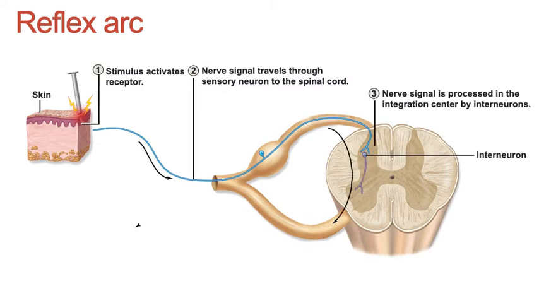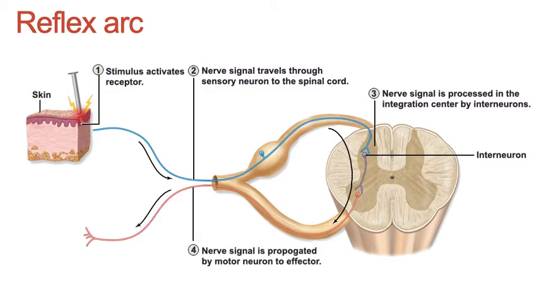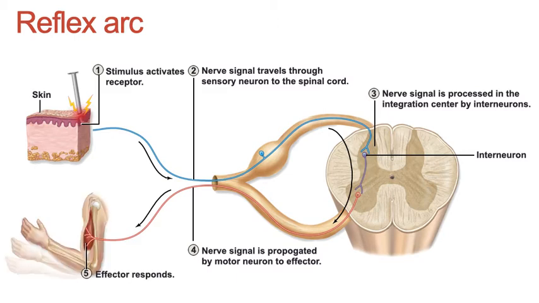Once it gets to the spinal cord, it's going to be processed in the integration center by the interneuron. Then that interneuron is going to transduce the signal to the efferent nerve or the motor neuron, and that signal is going to be propagated along the motor neuron. Ultimately, it's going to affect a response. In this case, it's going to cause contraction of the muscle, which will cause the forearm to move up and away from the painful stimuli, hopefully without the nail still attached. But I guess that depends on how hard you hit it in the first place.